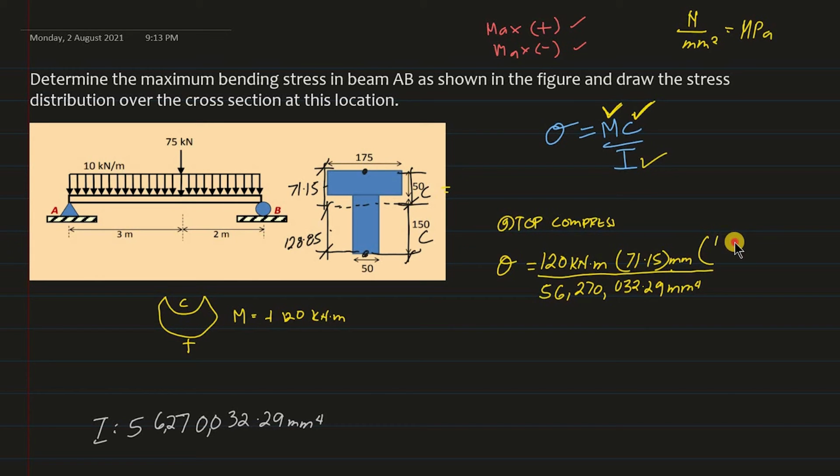And conversion factor, gagamit tayo ng 1,000 newtons is equal to 1 kilonewton, and 1,000 millimeters equal to 1 meter. So, cancel kilonewton and meter. We are now ready to solve. Therefore, the value of our stress at the top where there is compression is equal to 151.73 megapascal or Newton per millimeter squared.